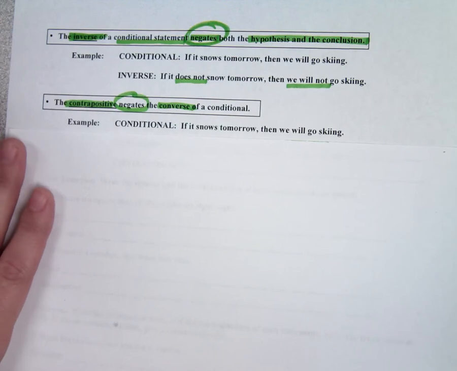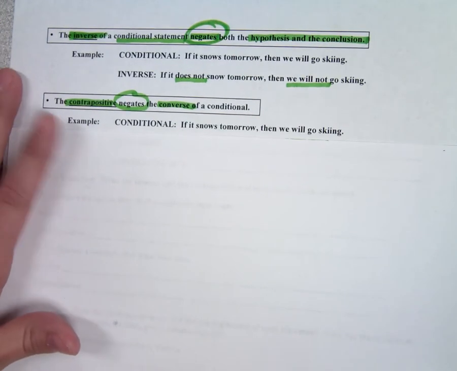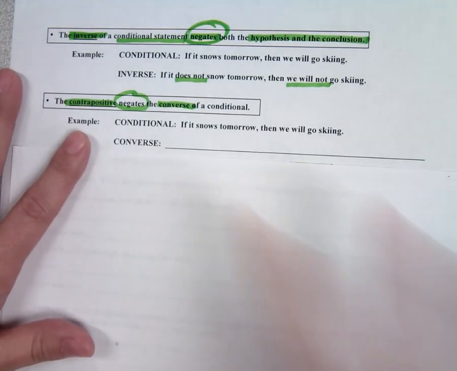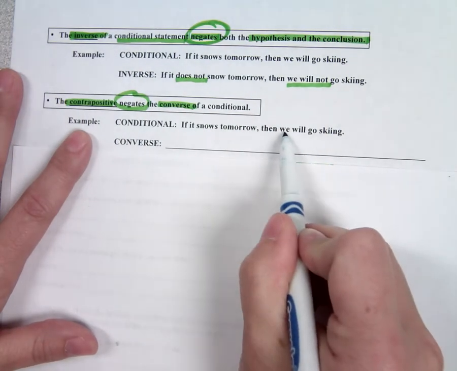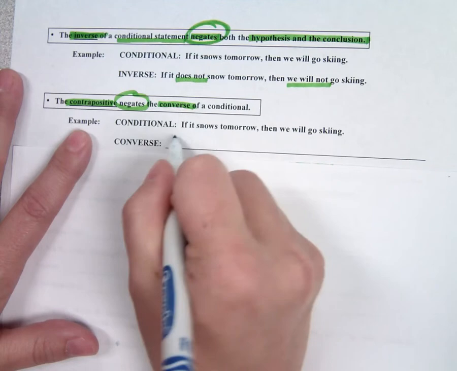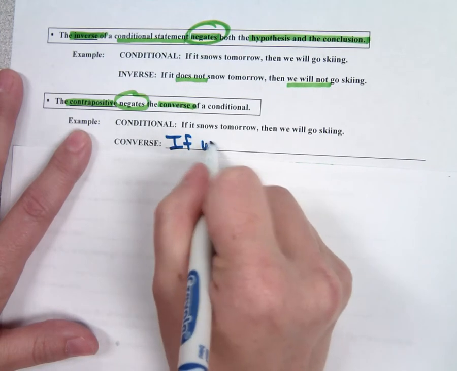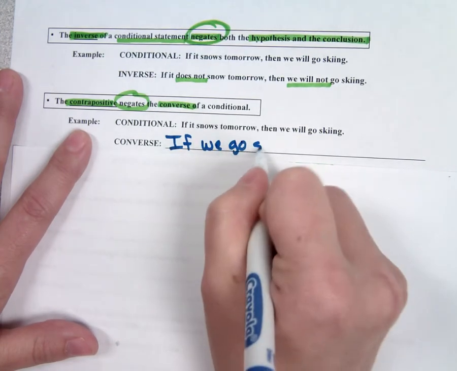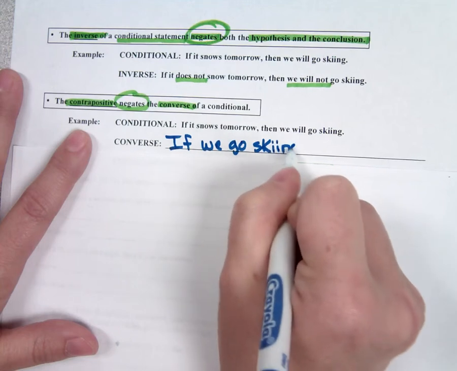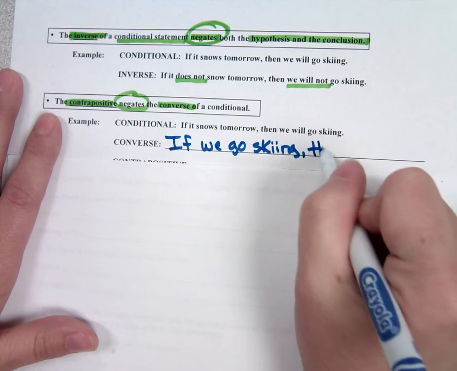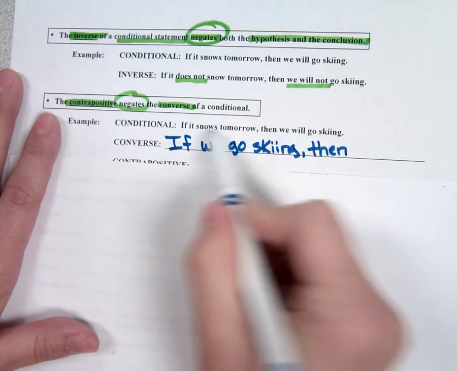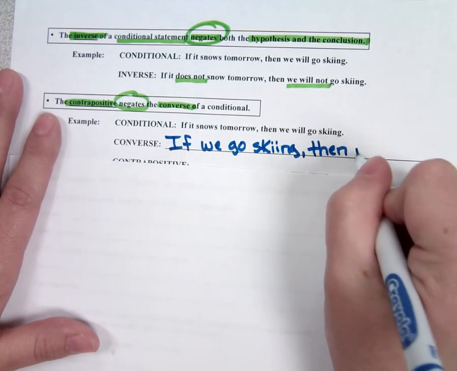Okay, so let me show you a conditional. If it snows tomorrow, then we will go skiing. So the converse is going to flip-flop it. So it will be if we go skiing, then it will snow tomorrow.